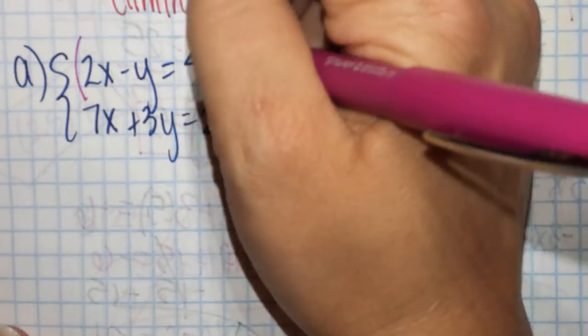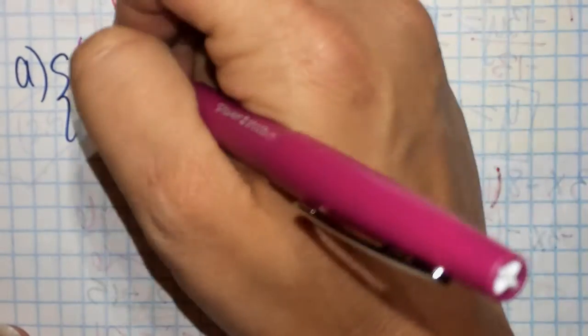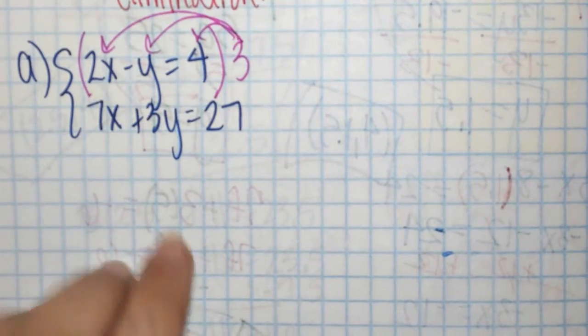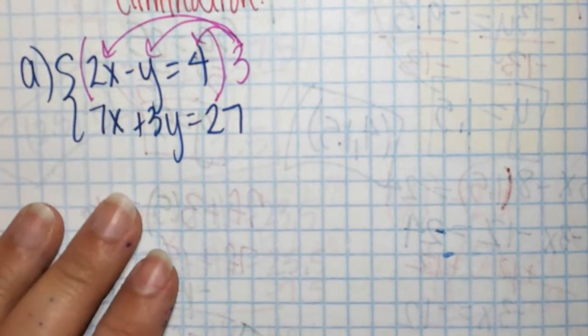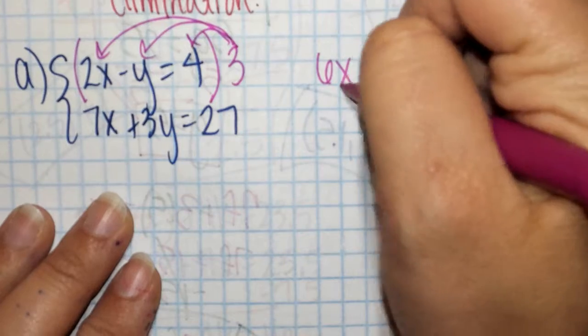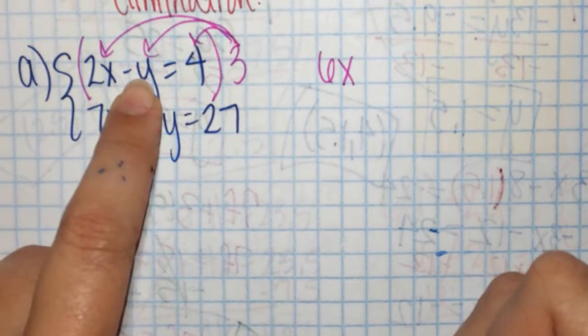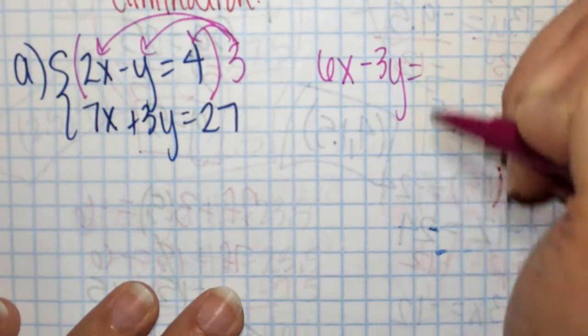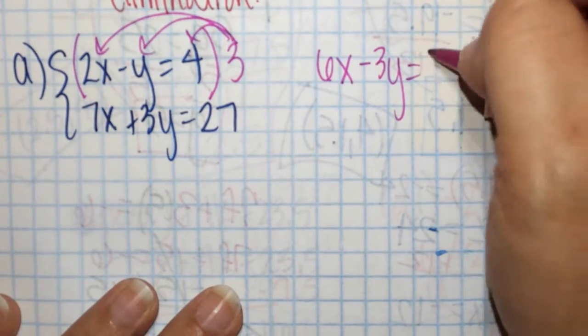Now we're going to multiply everything by 3. Just everything. Alright, what's 2x times 3? 6. What is negative y times 3? Negative 3y. And what's 4 times 3? 12.